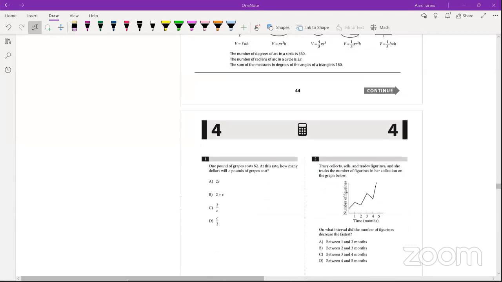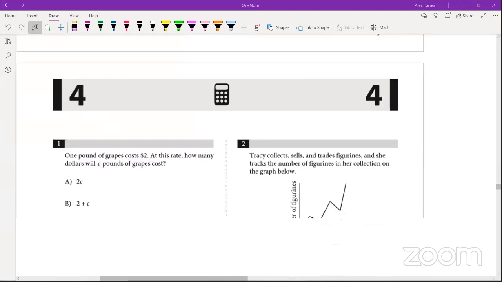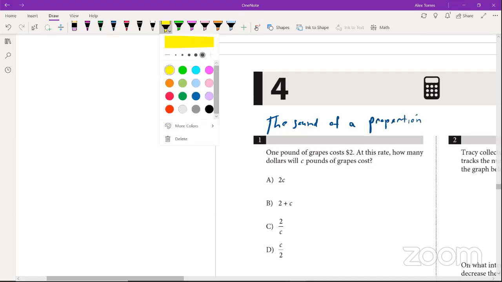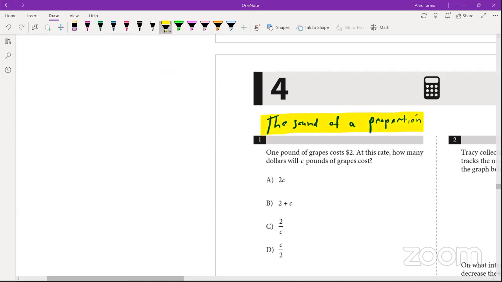So question number 1 says, 1 pound of grapes costs $2. How many dollars will C pounds of grapes cost? This has right here the sound of a proportion. It just should sound like that when you're reading it to yourself. So 1 pound costs $2. So C pounds cost how many dollars?